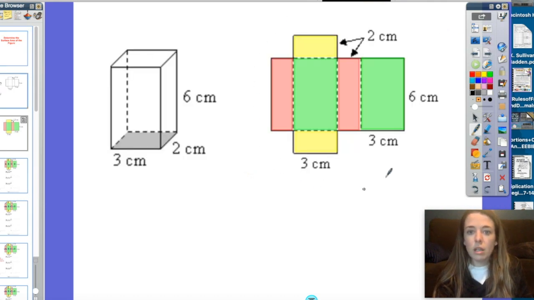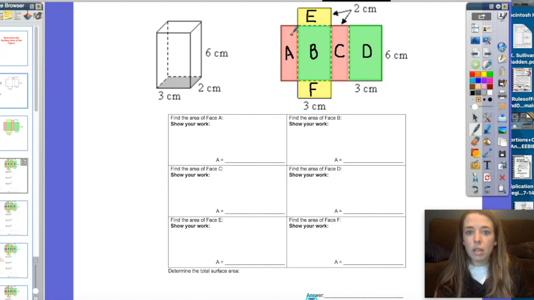So here is my net. I color coded it so I can see the different shapes that I need to calculate the area of. And I'm going to start here with A and C. So I don't see those sides labeled. So I'm just going to cry and quit. Just kidding. Ms. Maljevic said that opposite sides of a rectangle are always equal.